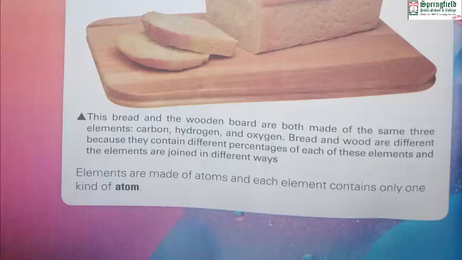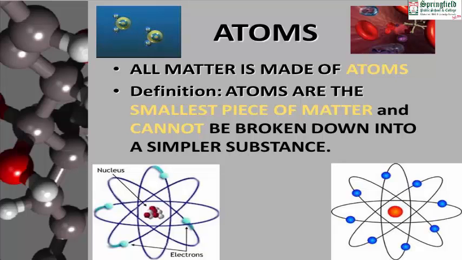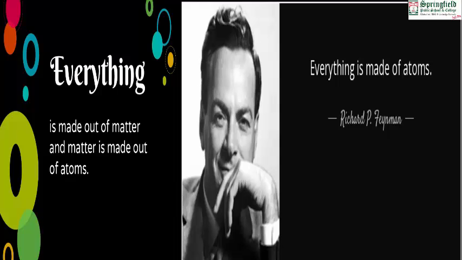Page 119. In this page, atom is described, that is, elements are made of atoms and each element contains only one kind of atom. So atoms are the smallest component of anything. They cannot be broken down into anything further. All of the things in our earth contains atoms.